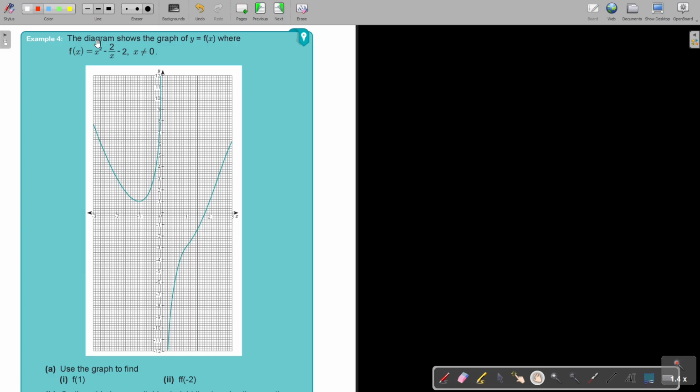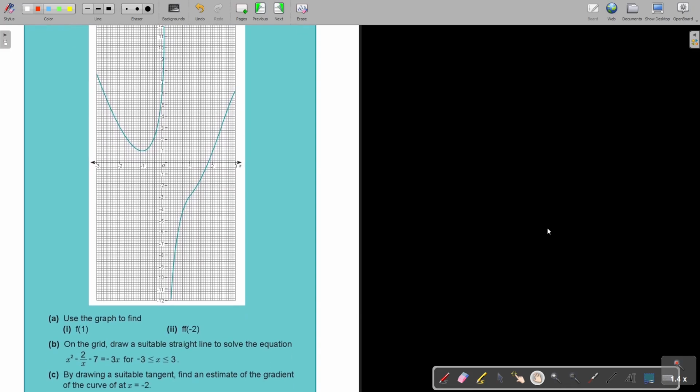The diagram shows the graph of y equals f(x), where f(x) equals (x squared minus 2) over x minus 2, and x cannot be 0 because if you divide by 0 there, it's undefined. Okay, so they give you the graph, and then they start asking questions on the graph.